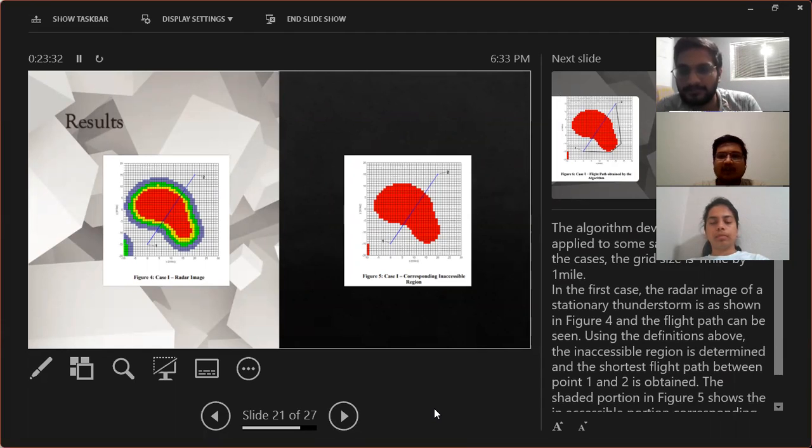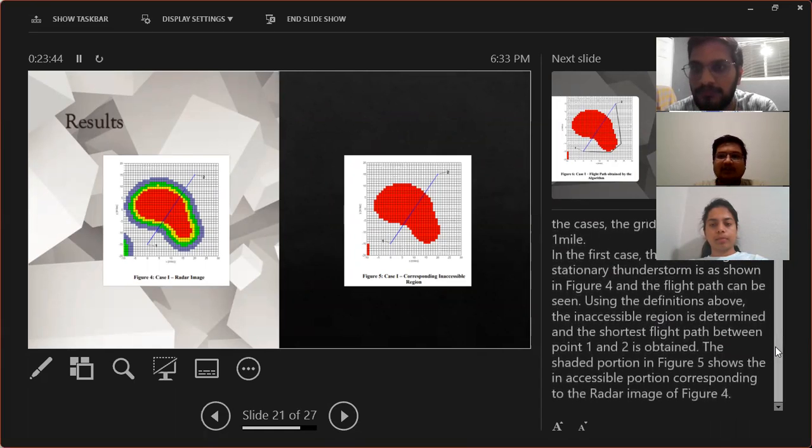So, the algorithm developed above is applied to some sample cases. In this case, the grid size is 1 mile by 1 mile. In the first case, the radar image of a stationary thunderstorm is shown in figure 4. So, you can see this is figure 4, and this is the flight path which we can see.